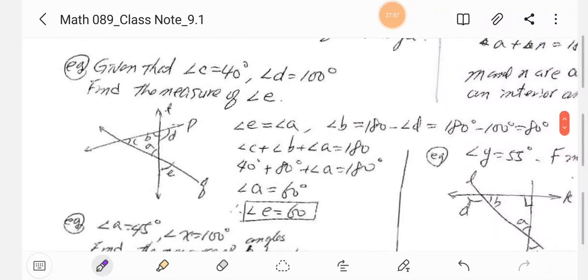Okay, so here, look at this. There are three lines intersecting at 3 points. Then C, okay, this is C. C is 40 degrees. And then D is 100 degrees. Sorry, this is D, right? This is D, 100 degrees. Then what is E? We are looking for E, right? Okay, so let's check. Angle E is same as what? Angle A, because they are vertical angles.